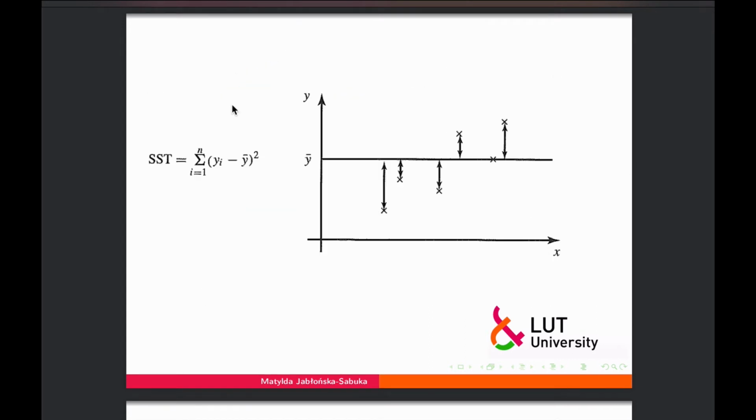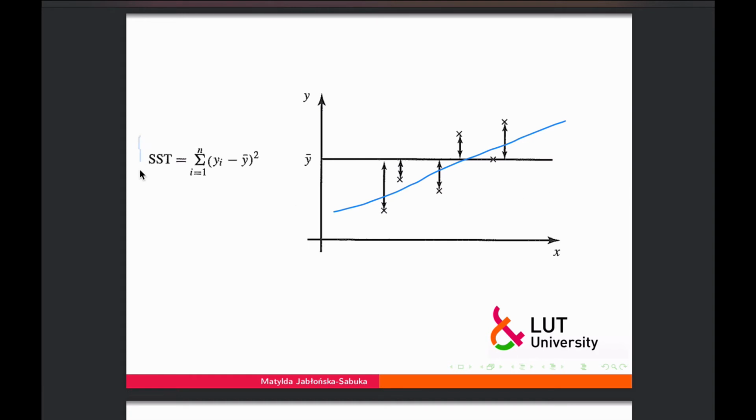And finally, for the overall model fit, we already discussed the R-square. So we would be measuring how much smaller the distances between our data and the linear fit are than the distances between the data and the overall mean of the data.